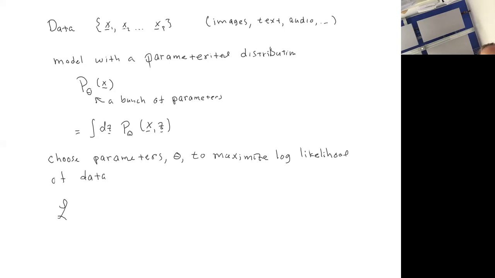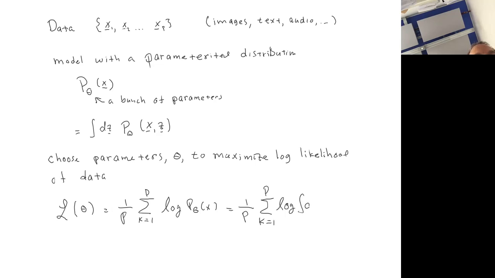So write L of theta equals 1 over p, the sum over k equals 1 to p of log p theta of x, which equals 1 over p, the sum over k equals 1 to p of log integral dz p theta of x, z. Sorry, xk. So xk, these are data points.